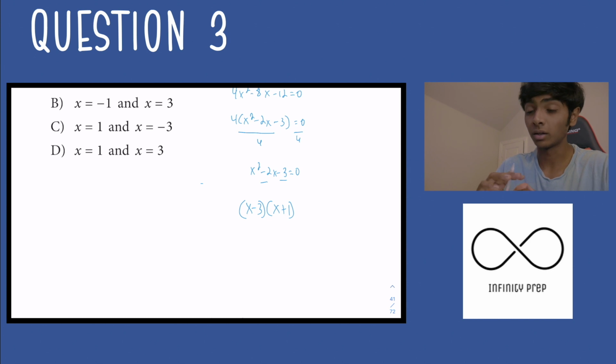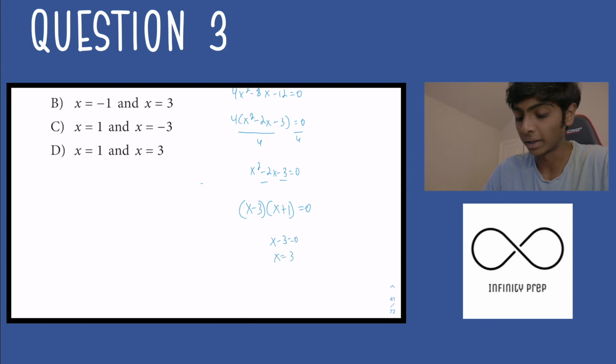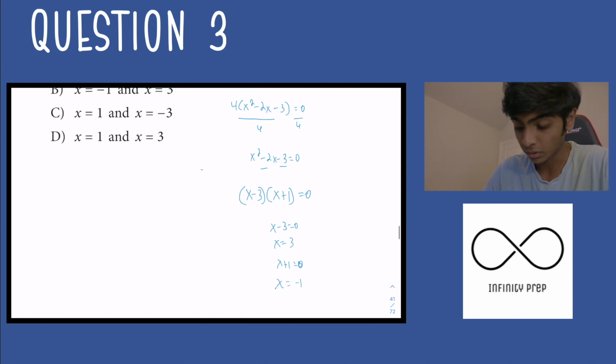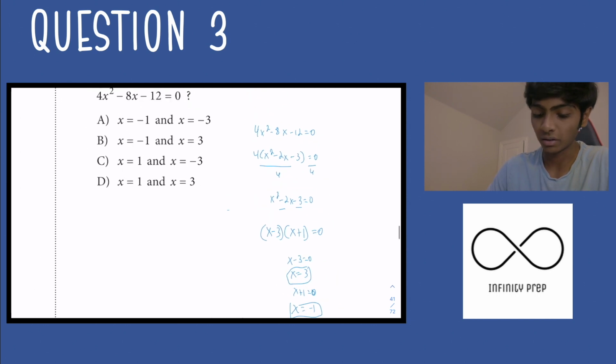Because negative 3 times 1 is going to be negative 3, but also negative 3 plus 1 is going to be negative 2. So those conditions are met, and that's going to be our answer. Now all we do is just solve for x. So if all of this is equal to 0, x minus 3 equals 0, and we get x equals 3, and x plus 1 equals 0, just solve, and we get x equals negative 1. So it's going to be x equals 3 and x equals negative 1. And that gives us answer choice B.